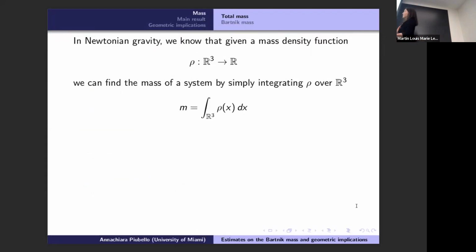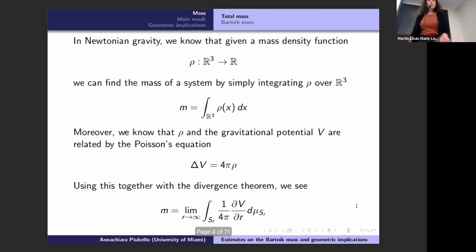Okay, so mass. In Newtonian gravity, we know that if we want to find the mass of a system, what we can do is take this mass density function rho, and then the mass is just going to be given by integrating over R3 this function rho. Moreover, we know that rho and the gravitational potential are related by the Poisson equation written here on screen. And then assuming some reasonable decay, we can use the divergence theorem to see that the mass can be written as a flux integral at infinity.